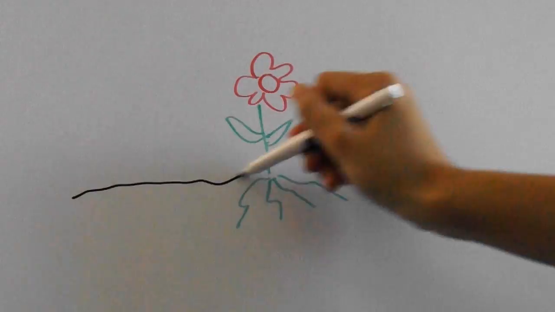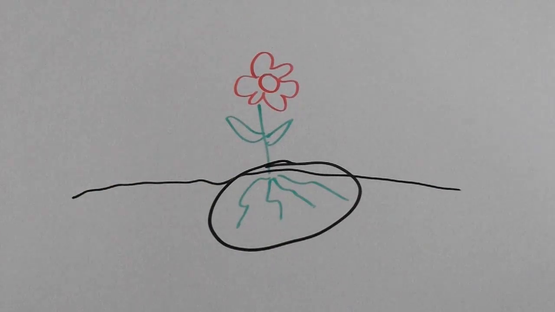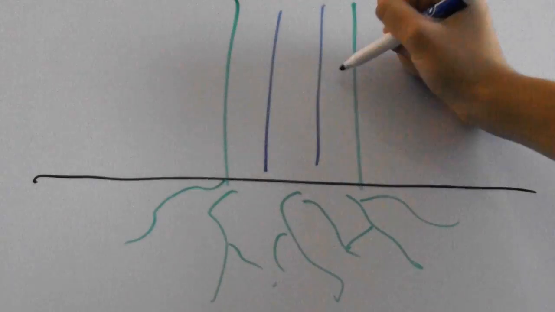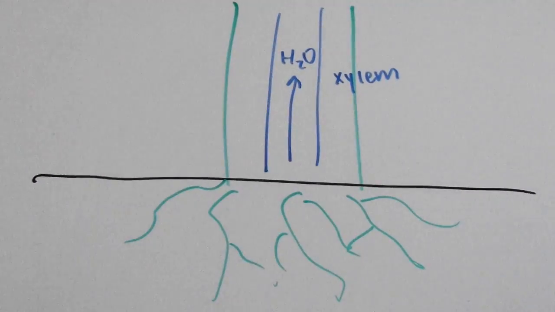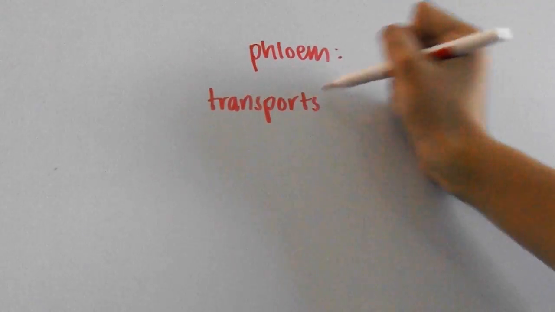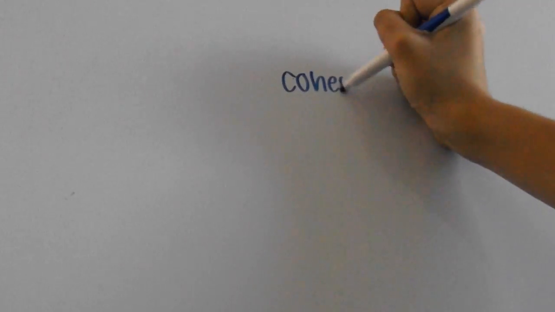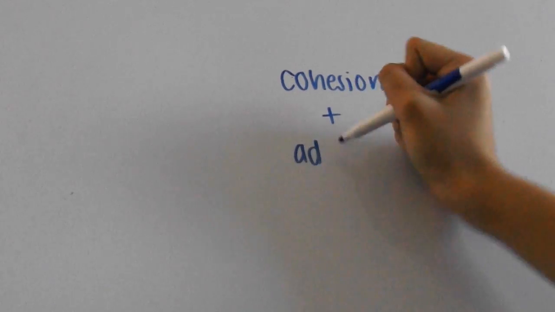So let's start with a simple plant. The roots of the plant first absorb the water in the soil, and this water moves upward through a vascular tissue in the plant called the xylem. The other vascular tissue found in the plant is called the phloem, and it transports sugars downward. So in the xylem, the water is able to move upward because of two properties, cohesion and adhesion.